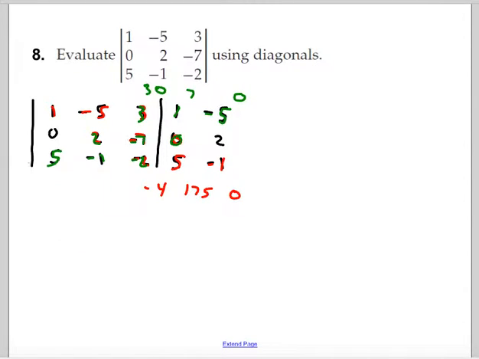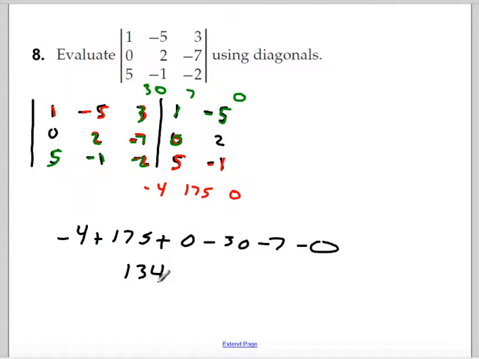So then what we do with these is we add the bottoms, so negative 4 plus 175 plus 0, and we subtract off the top, so minus 30 minus 7 minus 0. So now just compute that. We got negative 4 plus 175 plus 0 minus 30 minus 7 minus 0, and we end up getting 134 for our determinant using our diagonal method this time.